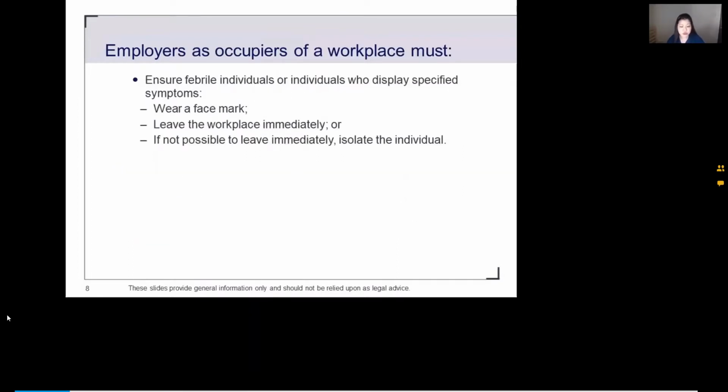So what do you do if there are any individuals who actually have a fever or have any cough or are sneezing or breathless or have a runny nose? They basically need to be made to wear a mask and they have to leave the workplace immediately. But sometimes it's not possible for them to leave immediately for various reasons. They could be unconscious or something like that. You then need to make sure that that person is isolated.